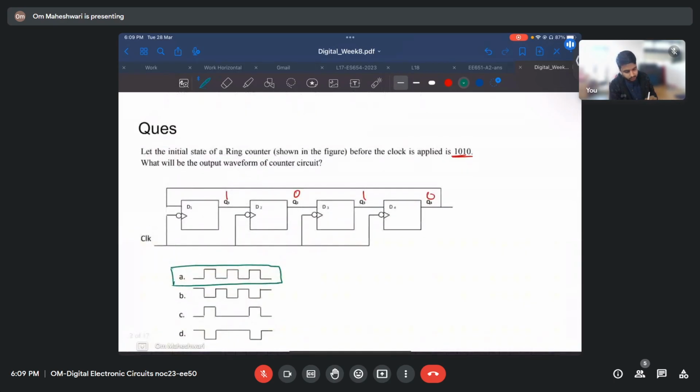So the ring counter just keeps on repeating whatever you have stored in these registers. Here 1010 is stored. In the next cycle, this 0 will go to here, and you get 0101. If you remember, these are D flip-flops, and for a D flip-flop, Qn plus 1 equals D. Whatever input you give here, let's say X, this X will be passed to Qn as soon as the clock arrives.